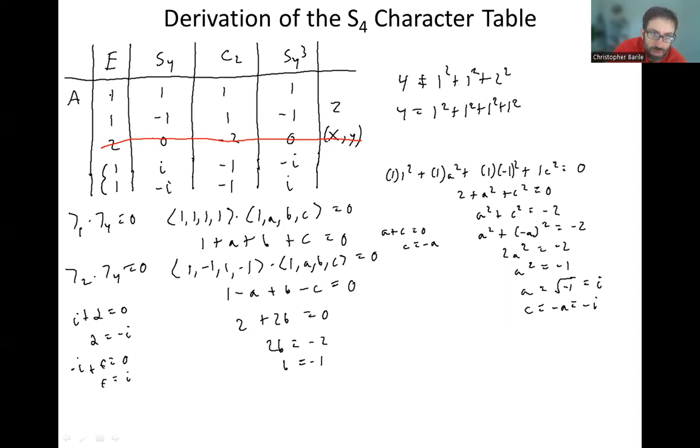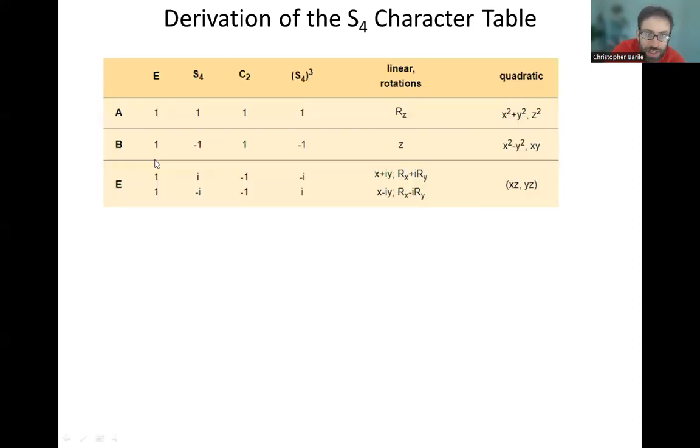Here we give it, why do we give it an A or B? Because there's a 1 here under identity. We give it an A because it's a positive 1 here. We're going to give this one, we're going to call it B, because we have a positive 1 here, so it's A or B, and we're anti-symmetric with the principal rotation axis, so we get a -1. Here we had a 2, it kind of came from a 2, so this one together we call it E. And there we have what we derived, the S4 character table.